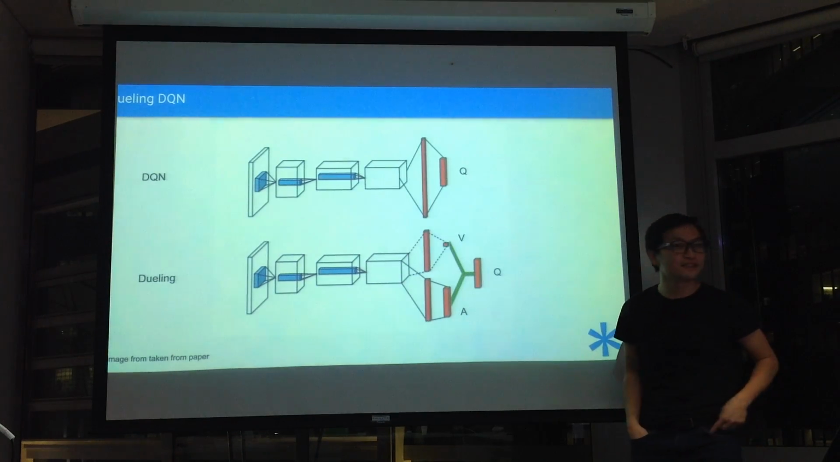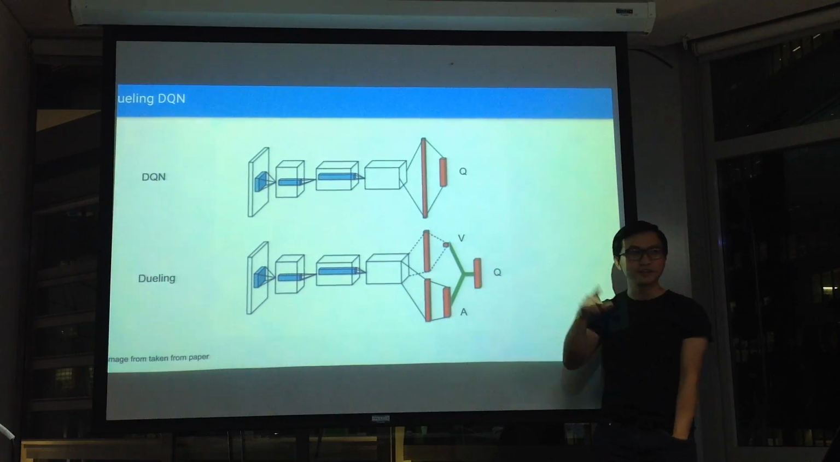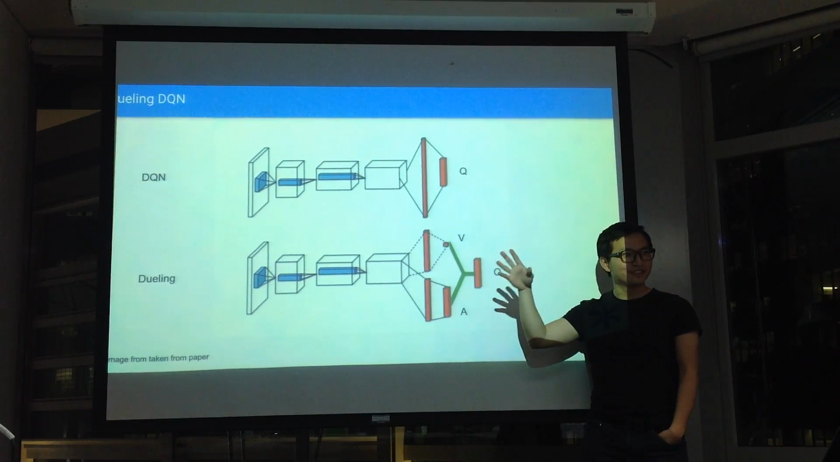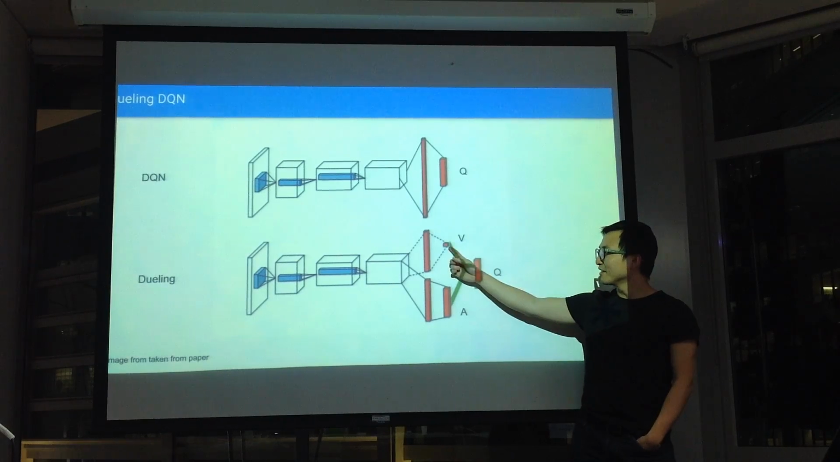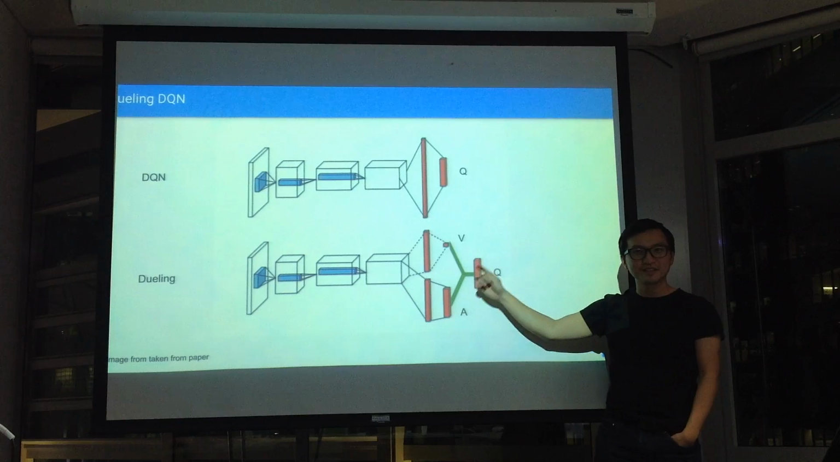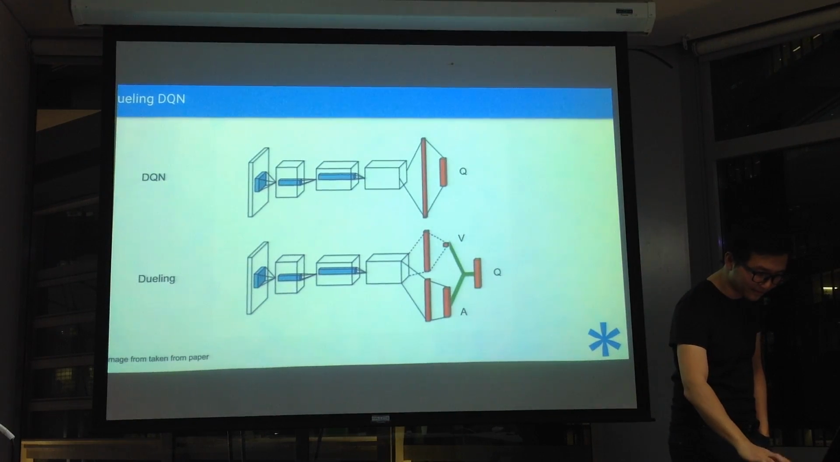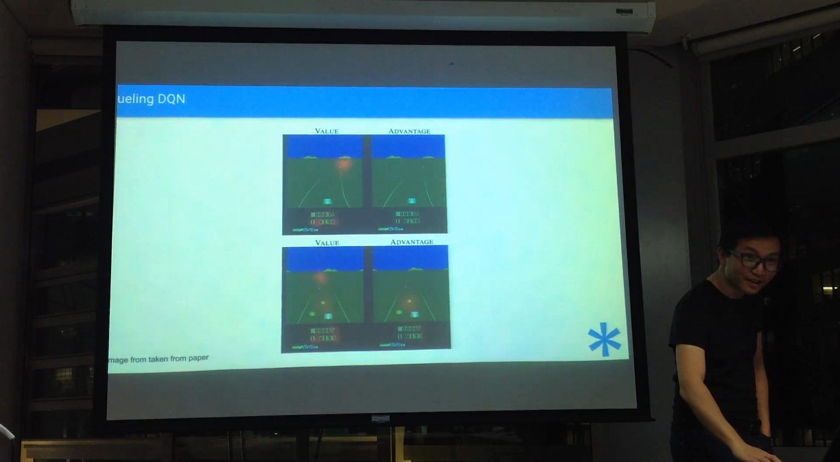What's also fascinating about this is when we go into actor critic and all of that stuff, the V is a concept that gets used a lot as well. Same with advantage, actually.